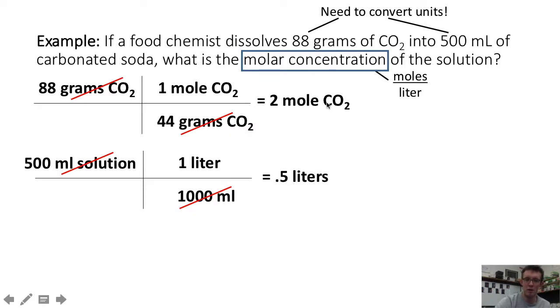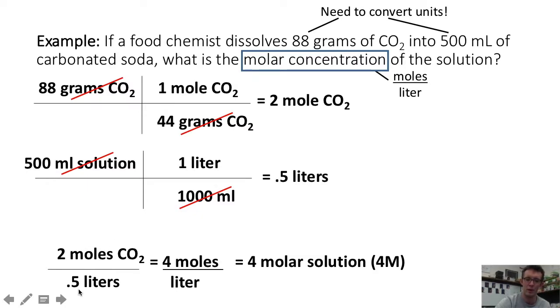And so now that we've found the moles of CO2, and we've found the number of liters that the solution is taking up, we can find the molar concentration by just comparing this. 2 moles of CO2 for every half liter would be equal to 4 moles per liter when we punch that into our calculator. And so this would be a 4 molar solution, or abbreviated as 4 capital M.